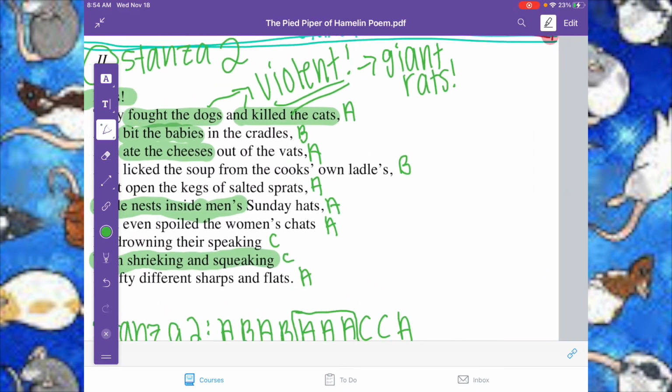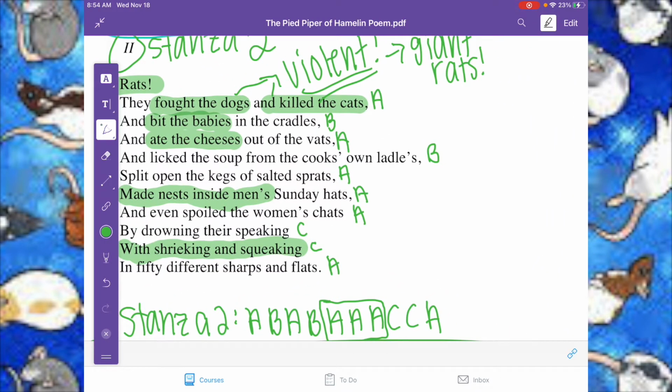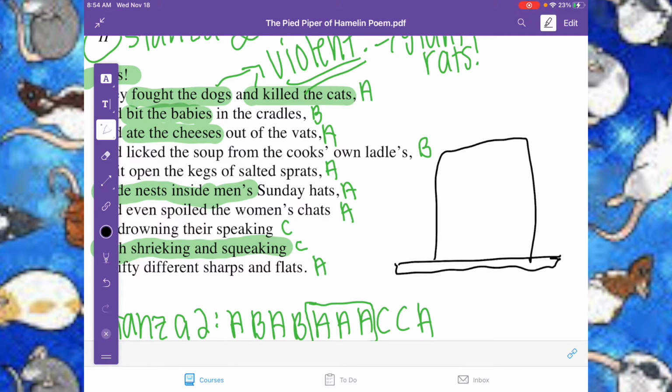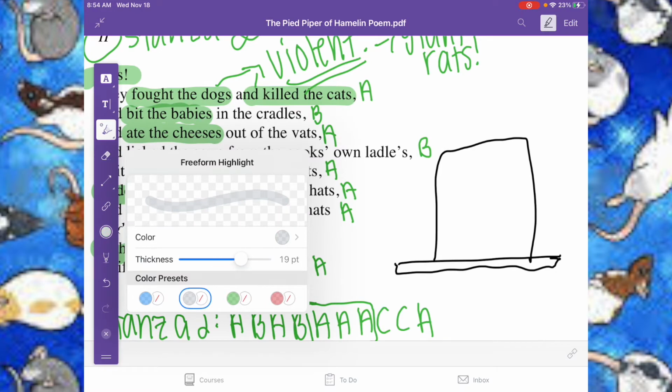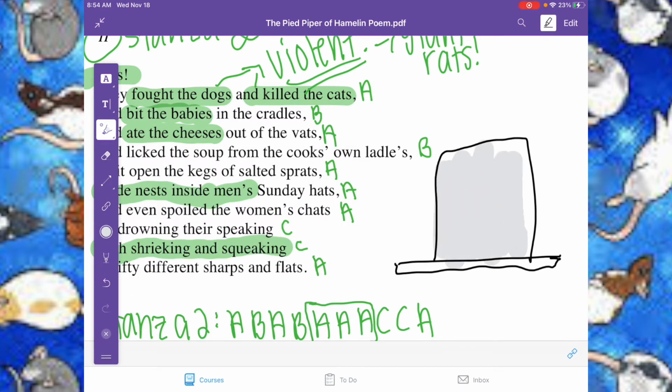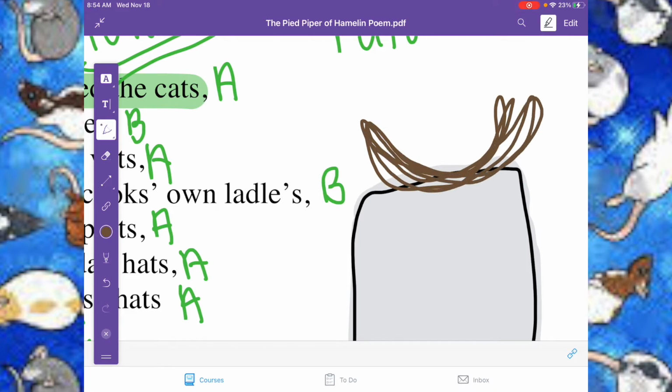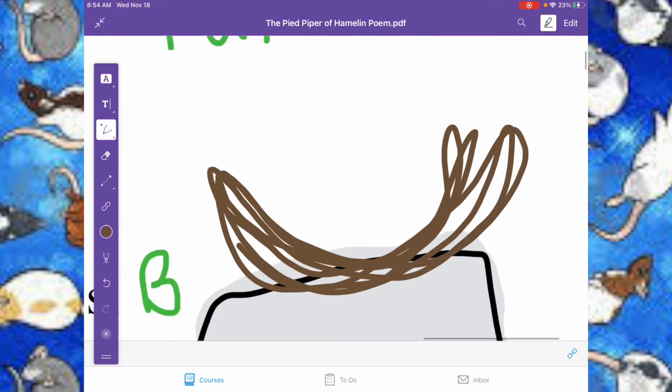So let's do an illustration over here that can visually represent this. So I like the visual of them making the nests inside the men's Sunday hats. So I'm going to draw a Victorian hat. Here we go. And I'm going to draw a little rat nest on top here. And we'll draw some rats in it.